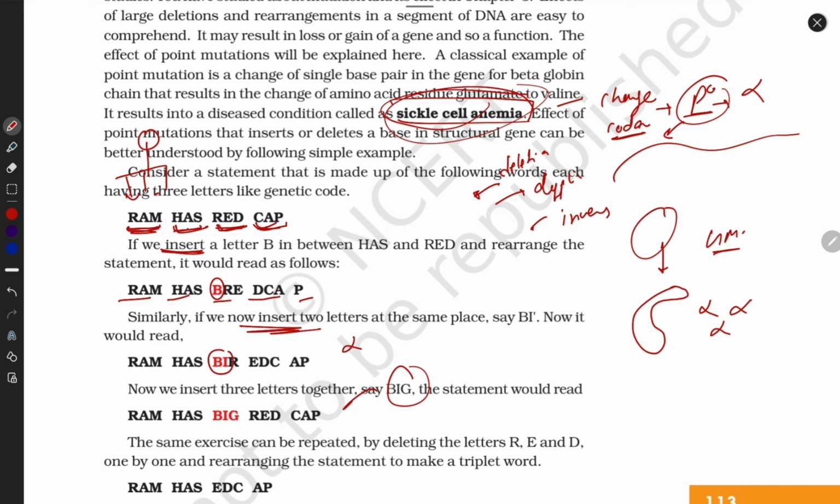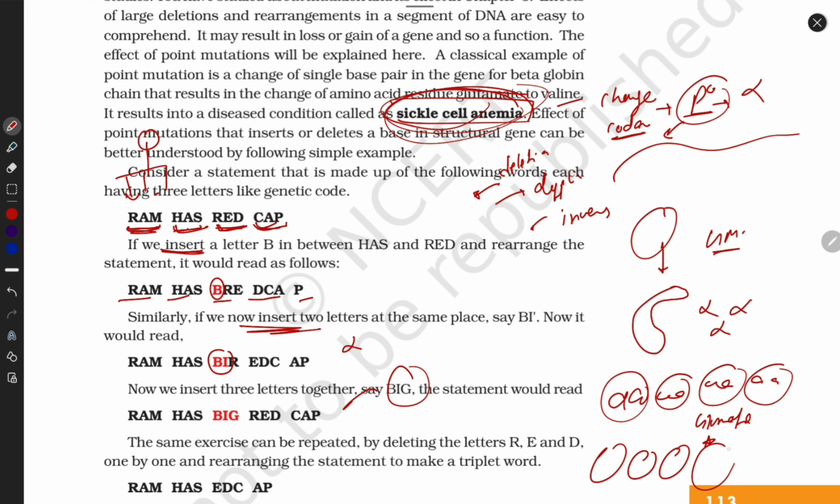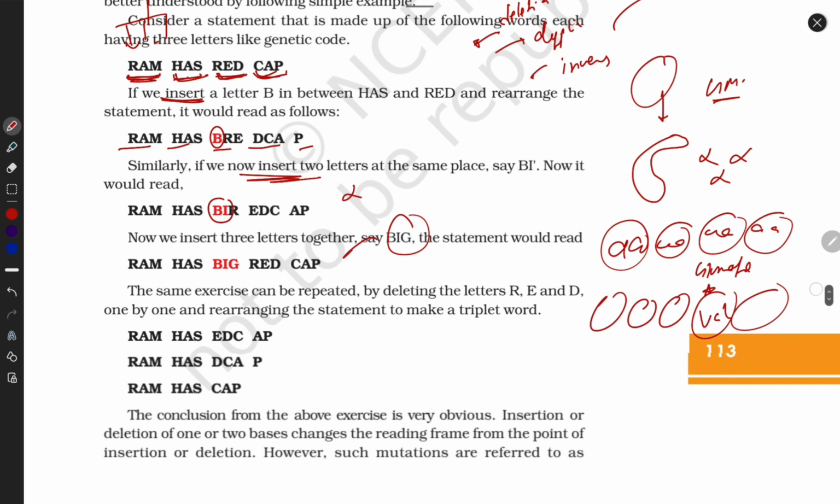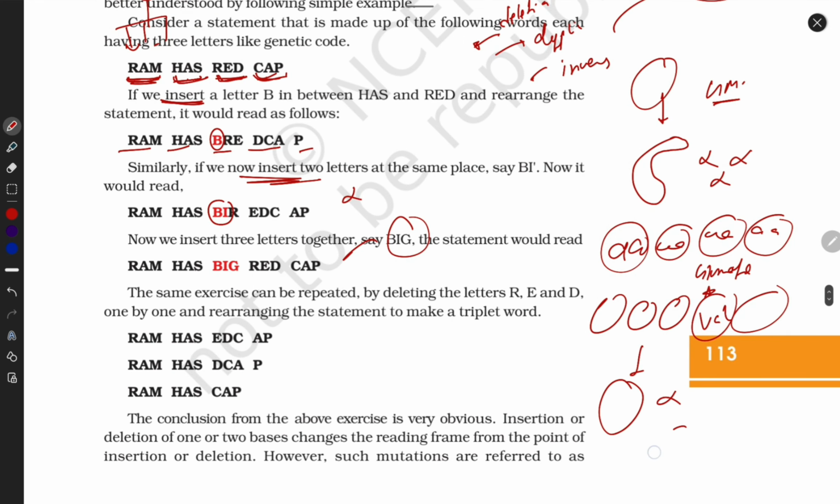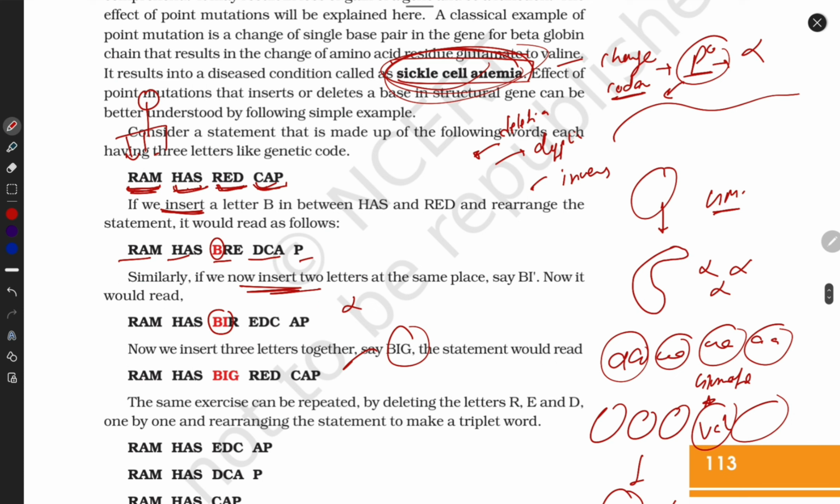In sickle cell anemia, what happens is they make an amino acid chain. Here glutamate is present, but after mutation, valine is present, and now they can't form a proper RBC. So there is much importance of the genetic code. If there is a little bit of change in the genetic code, a meaningless protein will form.